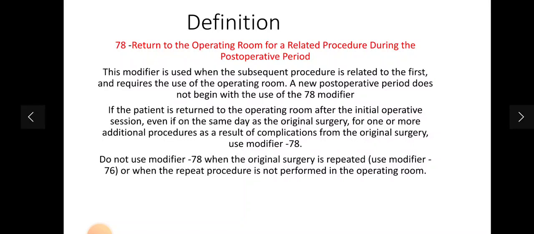It doesn't depend whether patient is coming next day or same day. The procedure should be related, and the patient should come back to the operating room in an unplanned way, and then only you can add 78 modifier to the subsequent procedure. And do not use 78 modifier when the original surgery is repeated. So if the same procedure is repeated, we have a separate modifier called 76 for this procedure. So this is the difference. This is actually about 78 modifier.